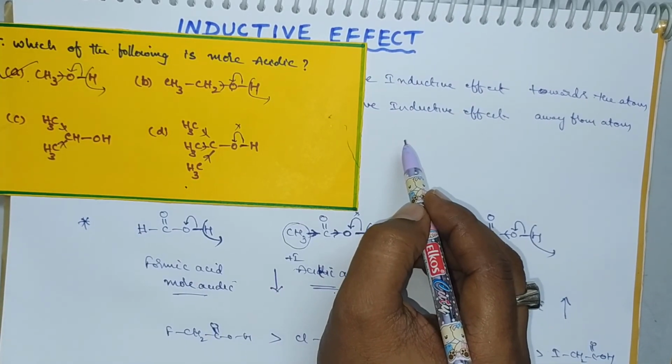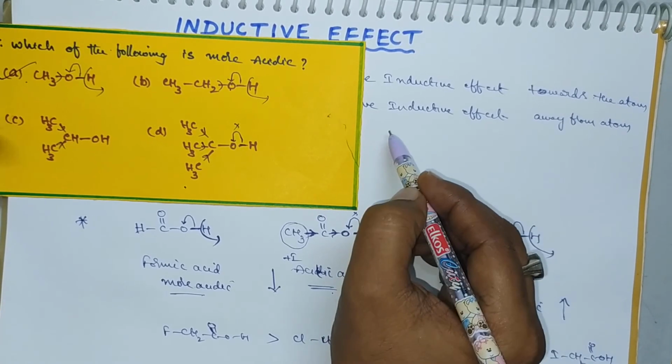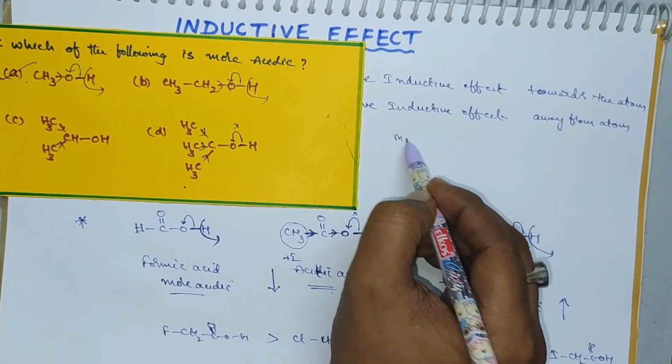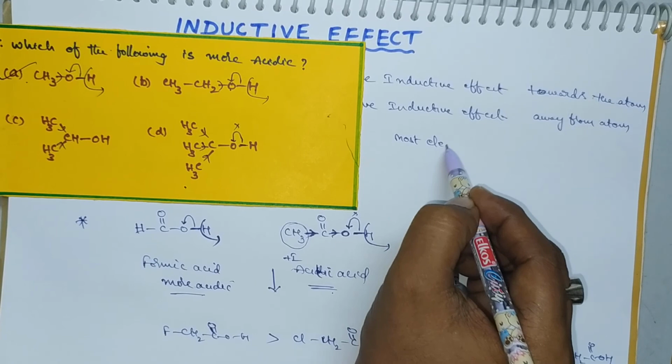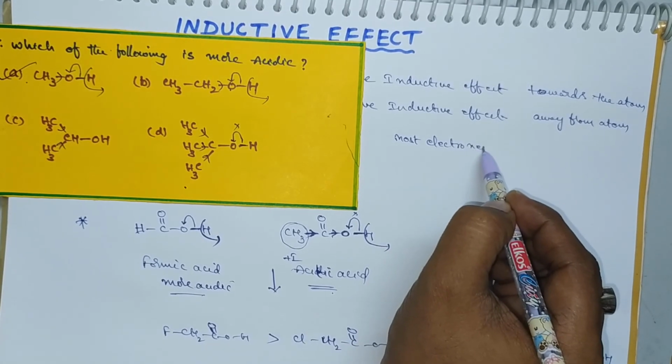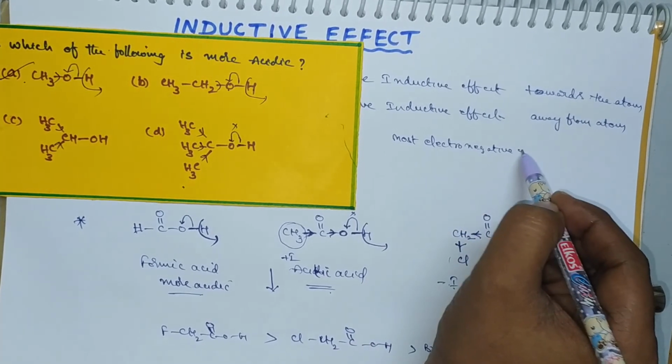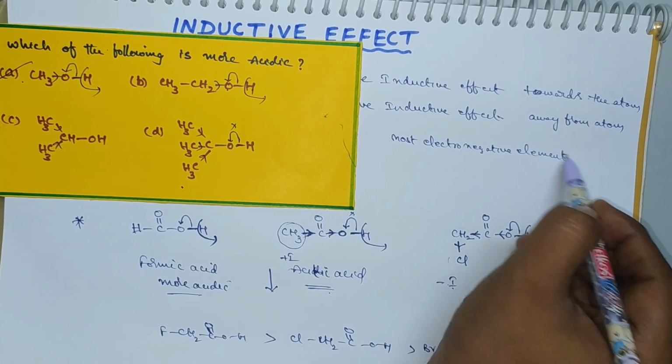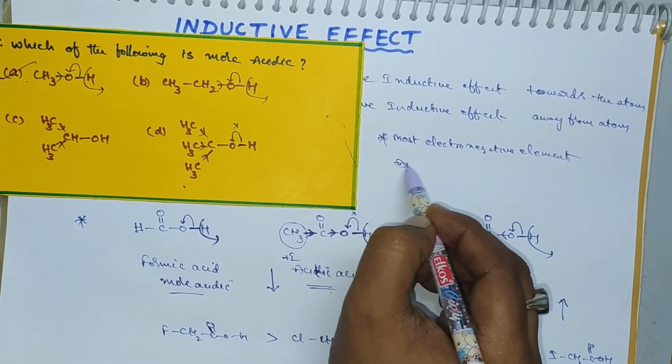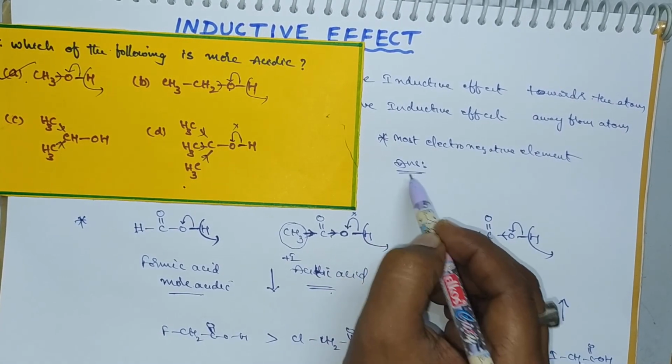Now here is a small question for you. Which is the most electronegative element over the entire periodic table?